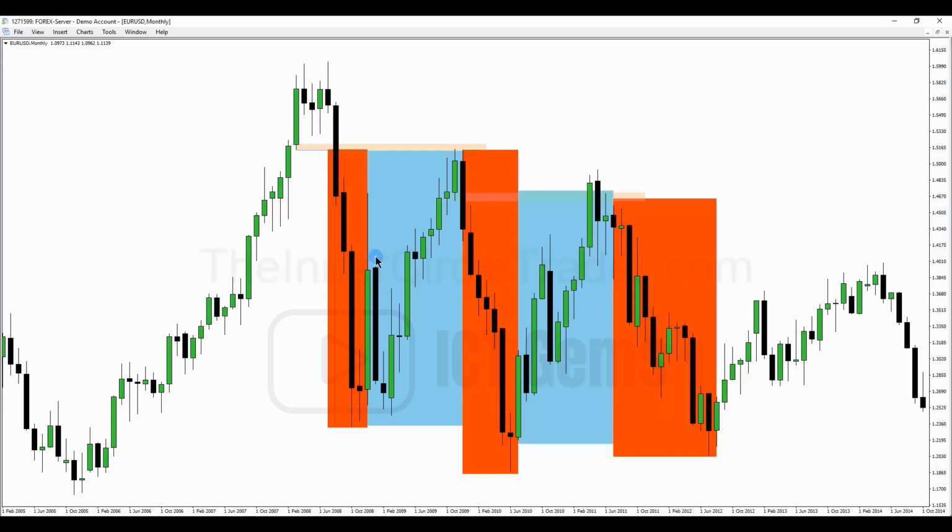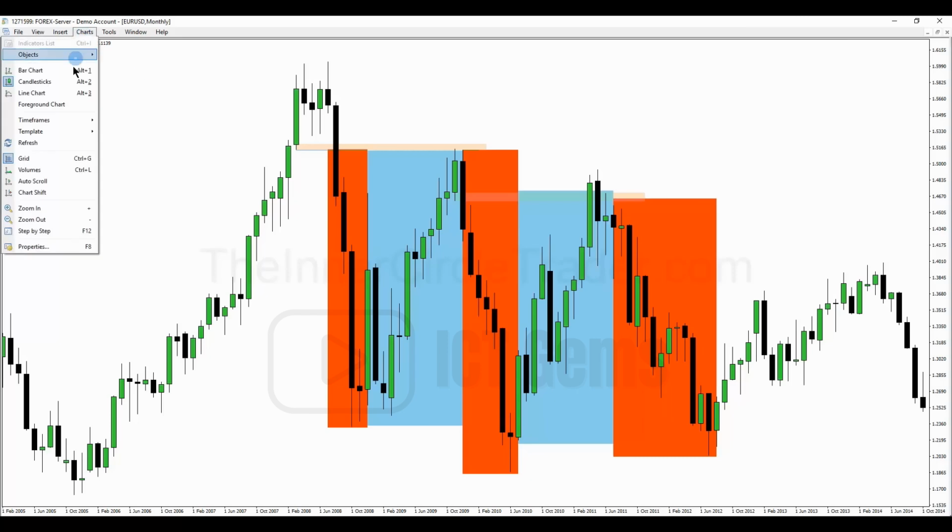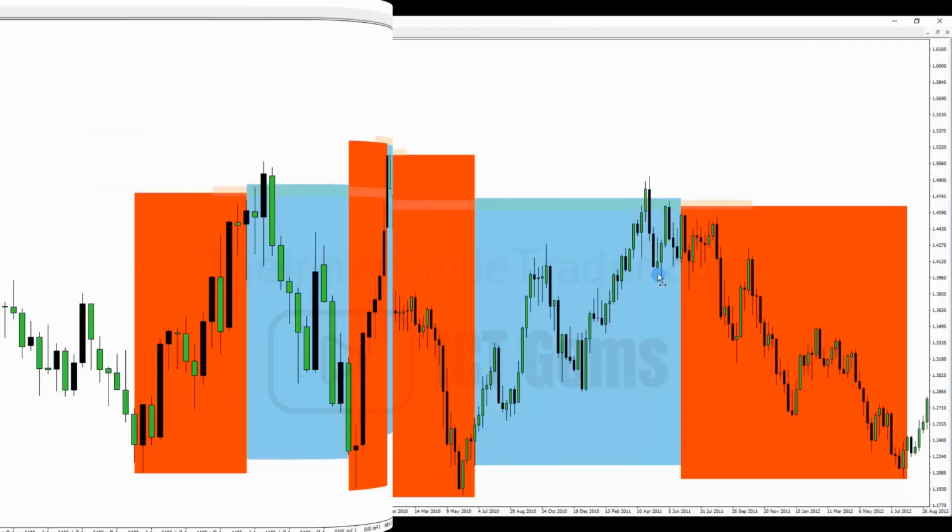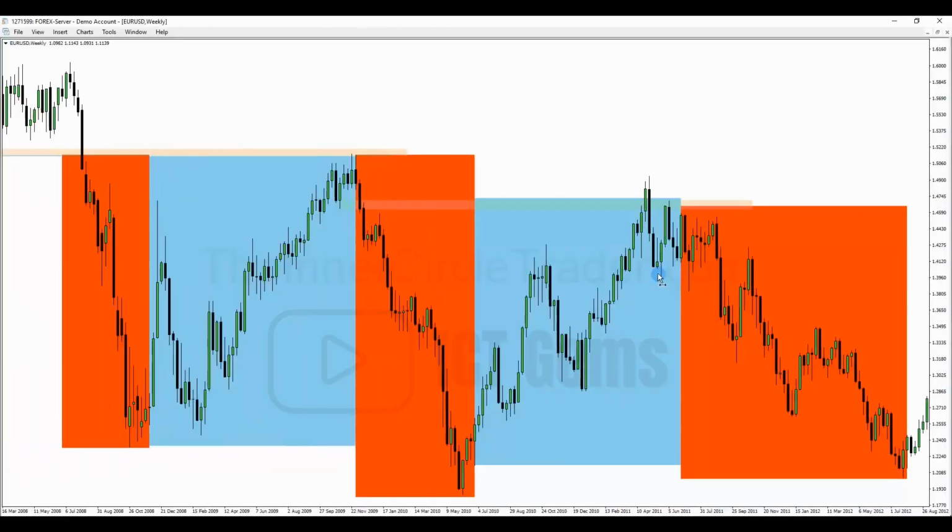So if we have it set up like this on a monthly chart, all we have to do is break the market down into a weekly, just changing it into a weekly chart. Okay, so now we have the price shown on a weekly basis. All through here, we have the market in a selling condition, bullish market condition, bearish market condition, bullish market condition, bearish market condition.